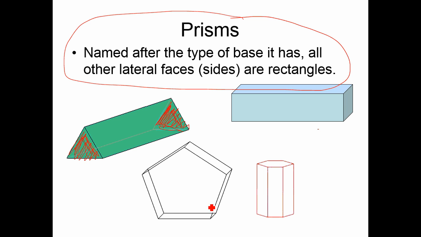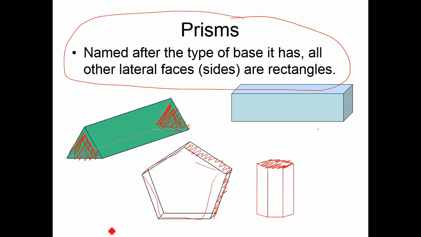This one would be a pentagonal prism. Again, you can see the pentagon in front, pentagon in back, but the sides here are all rectangles. So it's considered a pentagonal prism because it's named after the type of base it has. And this one is a hexagonal prism. Most of the time we like to think about them as sitting on those hexagon bases or the pentagon base or the triangle base, but that's not always the case.